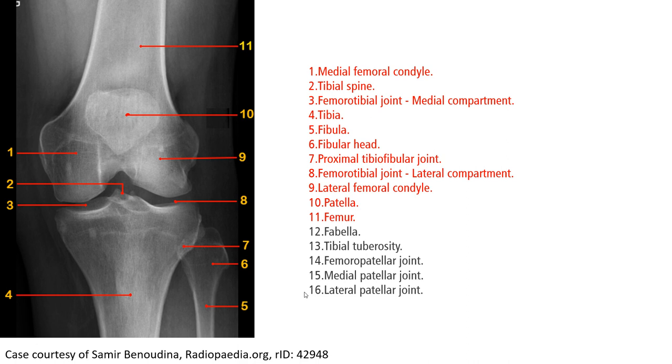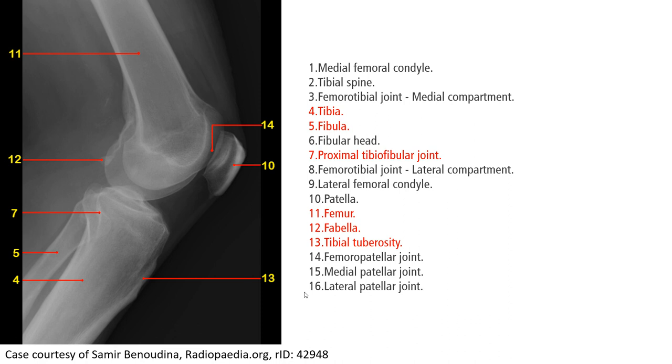So number one, we call medial femoral condyle. Number two is tibial spine. Number three is femorotibial joint, medial compartment. Number four is tibia. Number five is fibula. Number six is fibula head. Number seven, proximal tibiofibular joint. Number eight, femorotibial joint lateral compartment. Number nine is the lateral femoral condyle. Number 10 is patella. Number 11 is femur.